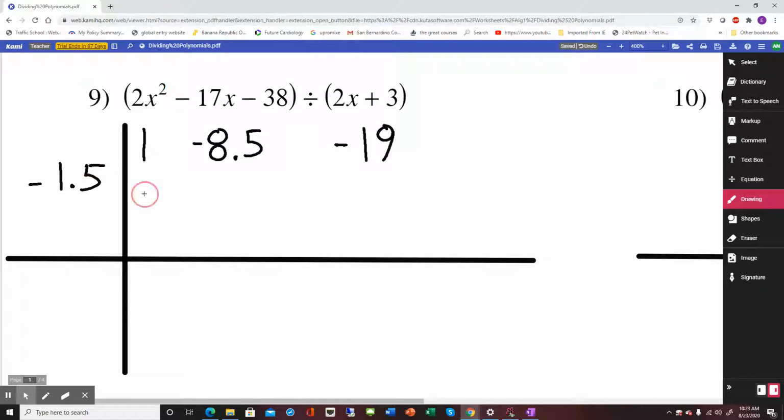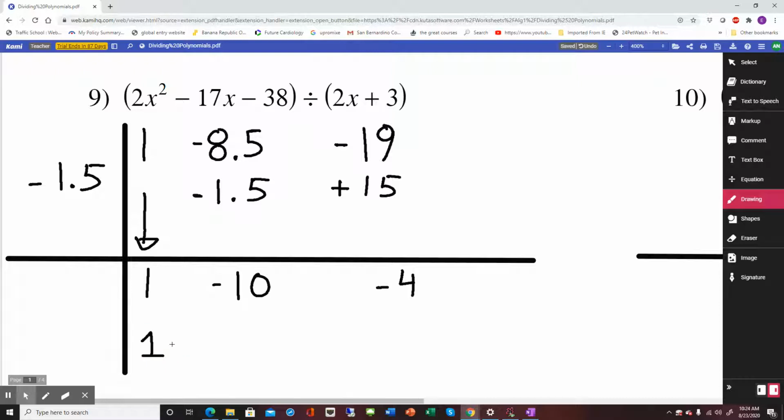Great, now we're ready because we're going to bring this down. I multiply my 1 times my negative 1.5. I get negative 1.5. So now I add these, I get negative 10. Great, what's negative 10 times negative 1.5? A negative times a negative is a positive. Let's just add 10 plus its half, so 10 plus 5 is 15. So I get positive 15. And great, so I get negative 4 here, okay? Now, this part is 1x. Then I have a minus 10.